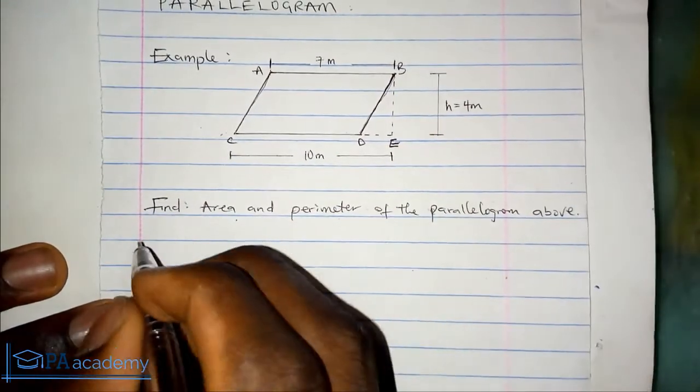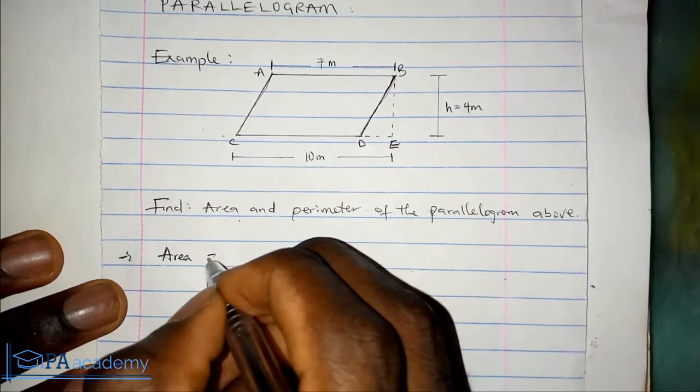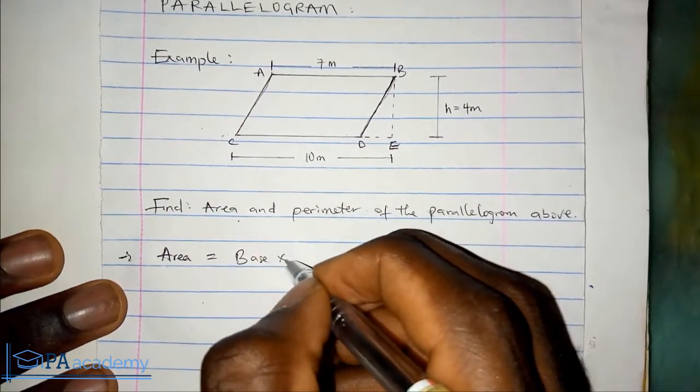So let's start. The area is, as it says, the area of a parallelogram is base times height.